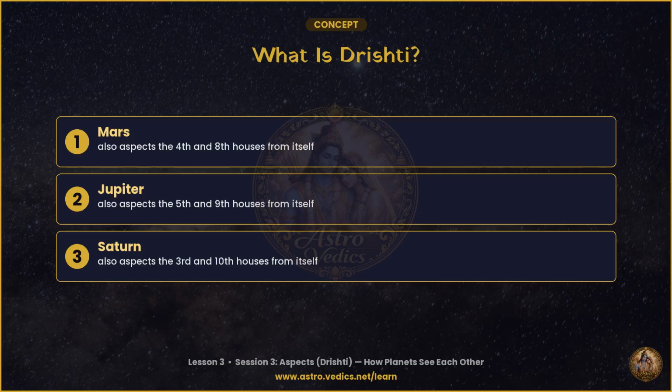Mars also aspects the fourth and eighth houses from itself. Jupiter also aspects the fifth and ninth houses from itself. Saturn also aspects the third and tenth houses from itself.